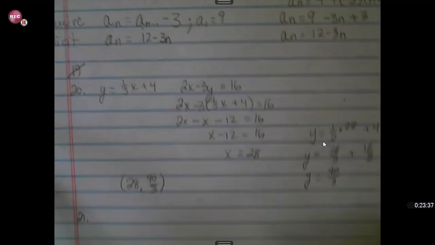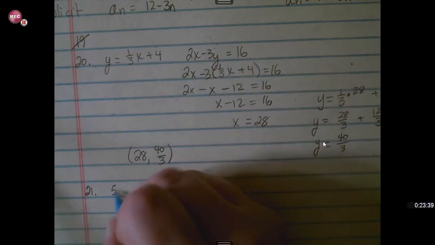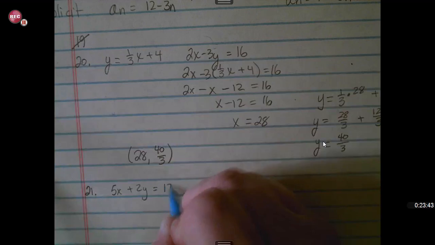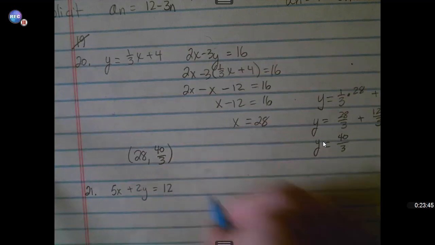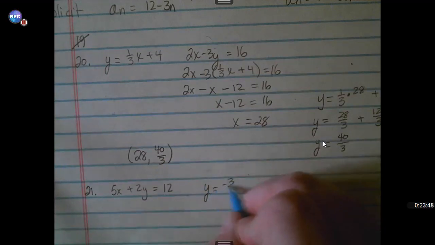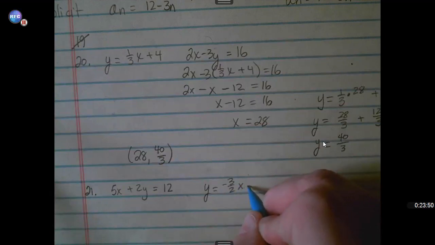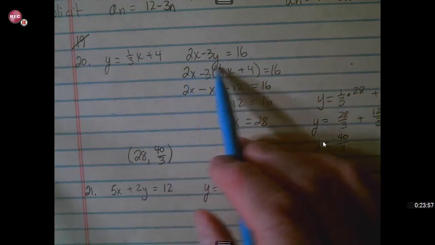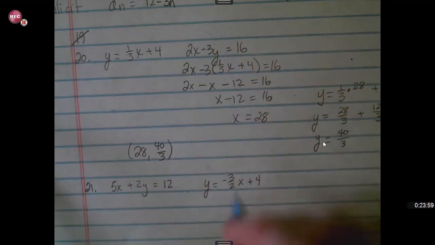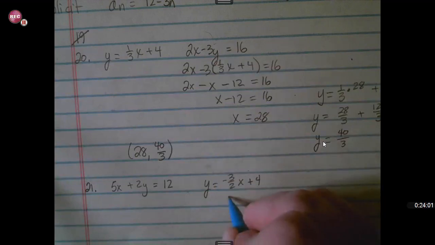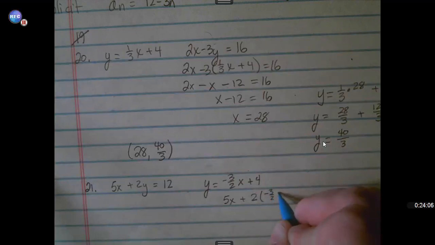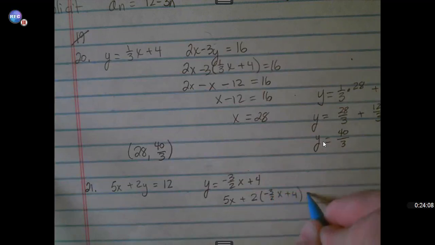21. 5x plus 2y equals 12. And y equals -3/2 x plus 4. Okay, again, set up for substitution. So 5x plus 2 times y, which is -3/2 x plus 4, equals 12.